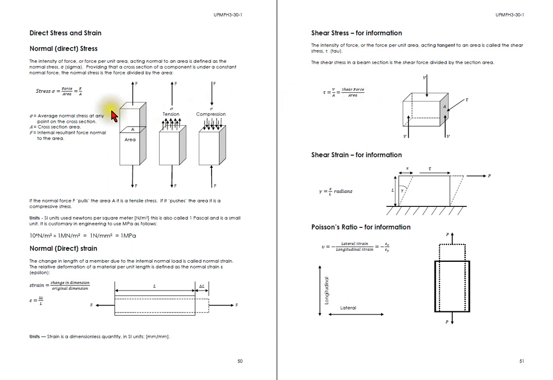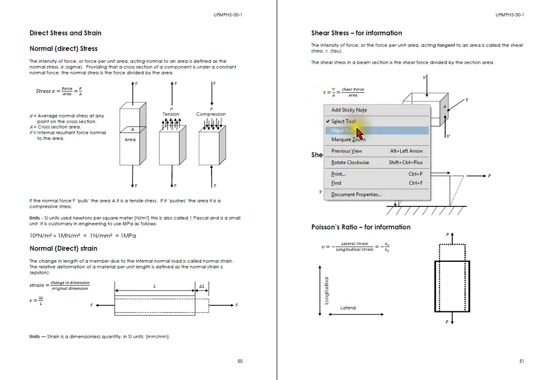In this case again, we've still got force divided by area. But often for shear stress we don't use the symbol sigma, we use the symbol tau.